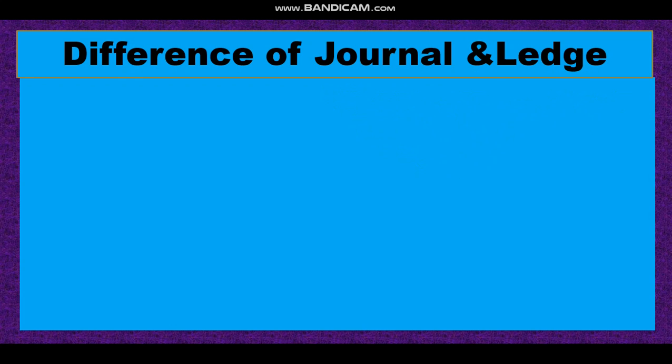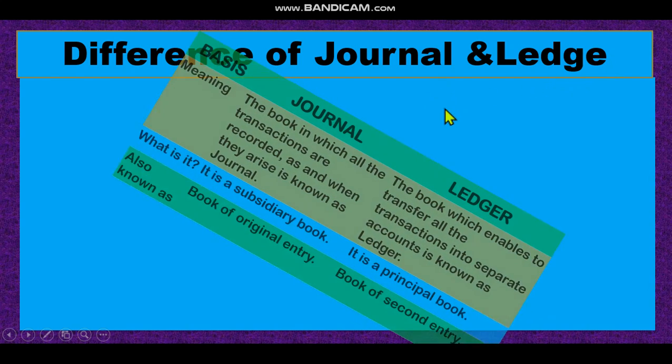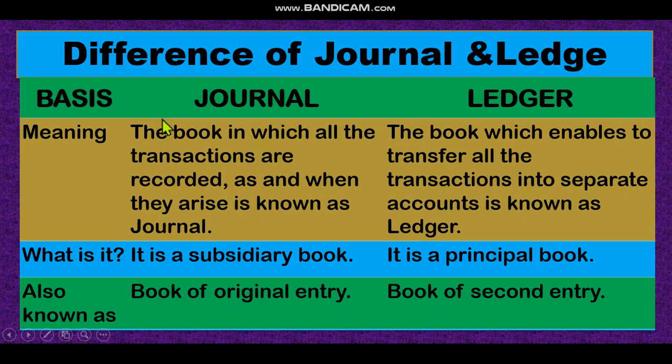Dear student, now we learn some differences between journal and ledger. The first difference is the basis, that is, on the basis of what we will distinguish journal and ledger. Dear student, the first basis is meaning. What is the meaning of journal? Journal is the book in which all the transactions are recorded as and when they arise.